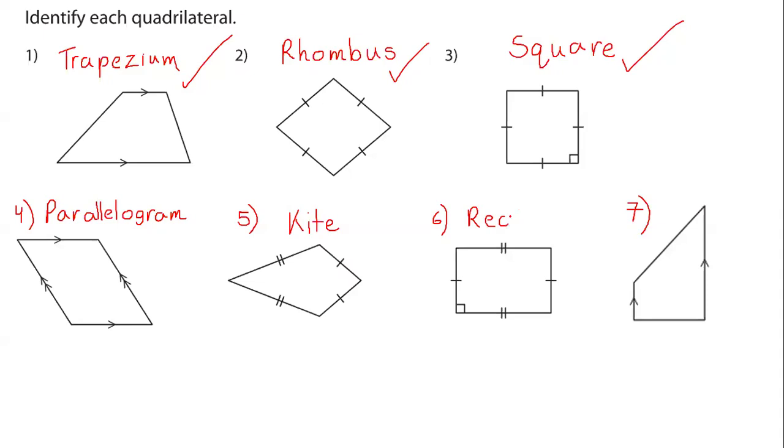Number 7 is a rhombus? Trapezium for number 7. Someone said number 7 is a rhombus. No, that's not it, it's a trapezium. I know it's the trapezium. How do we know it's a trapezium?